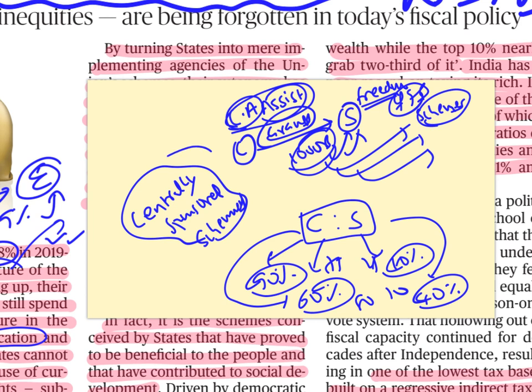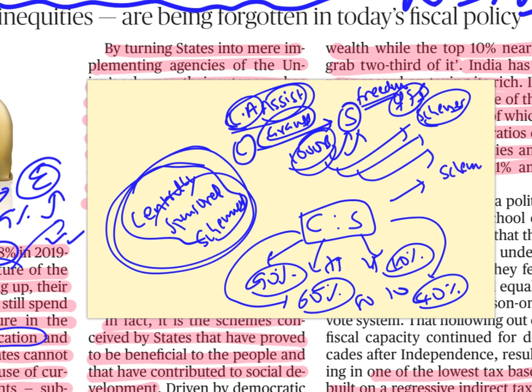So what is the problem with centrally sponsored schemes? Two aspects. One, states are not getting money directly. They are getting money in the form of a scheme, which means this money has to be spent towards one particular scheme. So the state is losing freedom. It cannot decide. The center decides where to spend. Centrally sponsored schemes are implemented by states. Remember this.